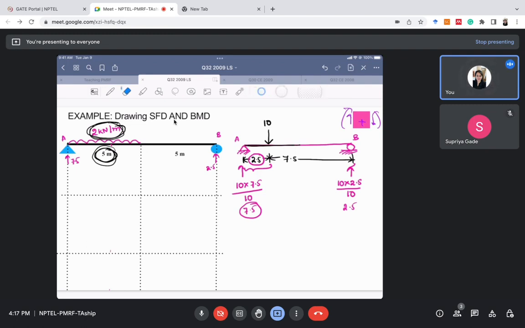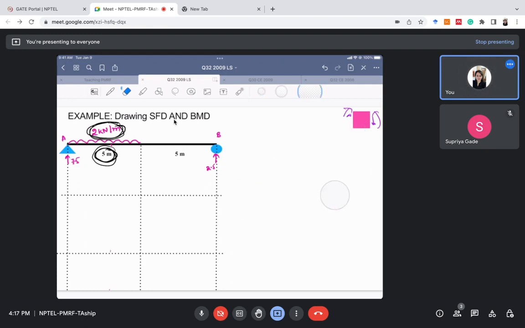So now we can remove this part because we have already calculated the reactions. Now the sign convention which I'll be following, and I have discussed that in the last class, will be this. So this is the sign convention I'll follow for drawing the SFD and BMD here. Okay, now I have calculated the reaction. Now I'll start making the shear force and bending moment diagram using the points which I have discussed before.